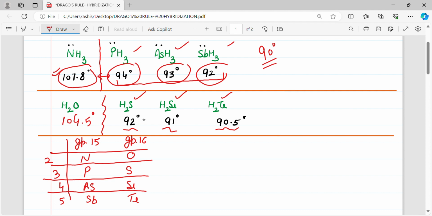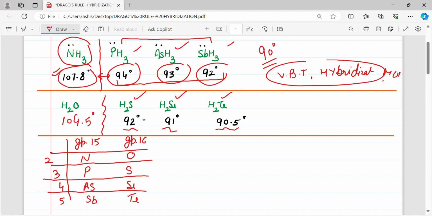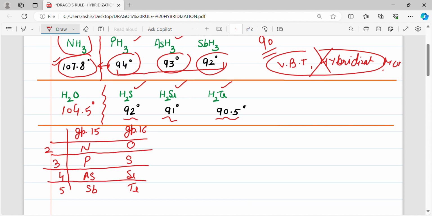Now we have to observe what is the reason behind the large difference between the bond angle of ammonia and the hydrides of all these other elements. Why does this large difference occur? It cannot be explained through VBT, hybridization theory, or MOT. These theories cannot explain the reason for that large difference, so we have to understand why this difference occurs.